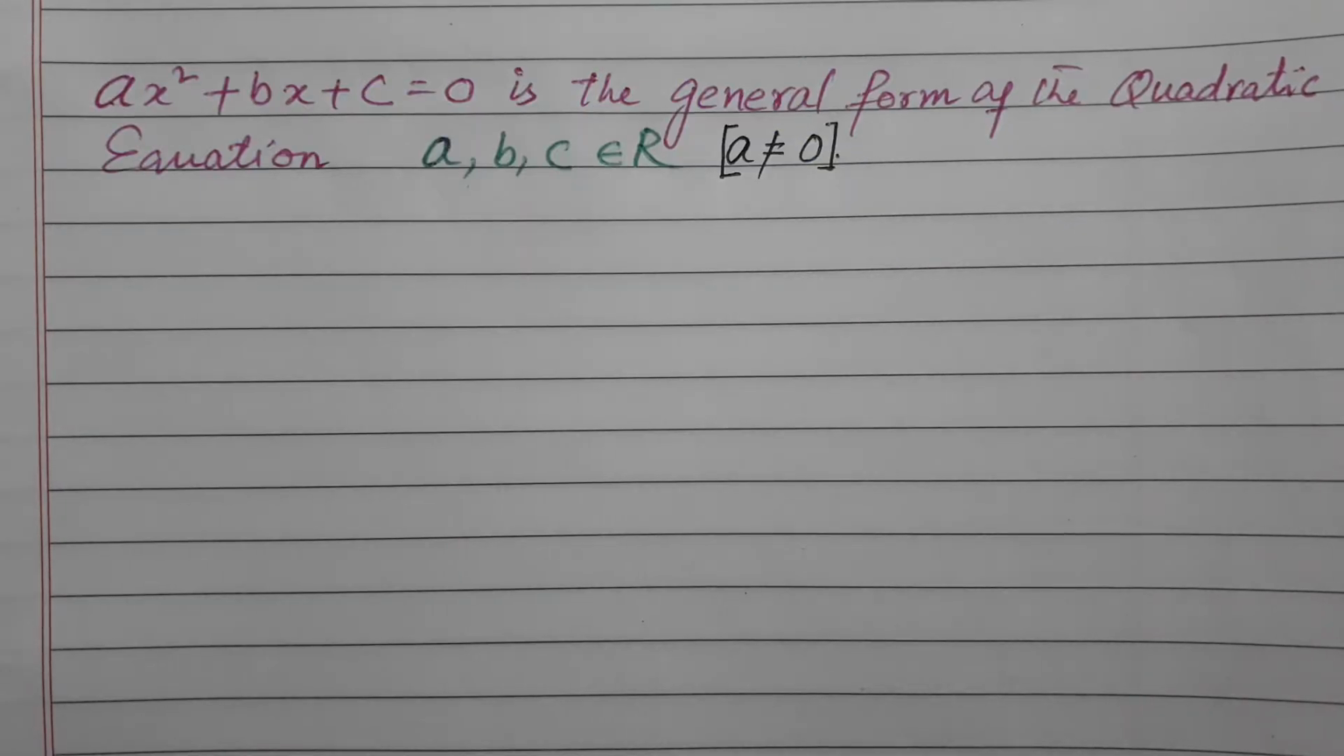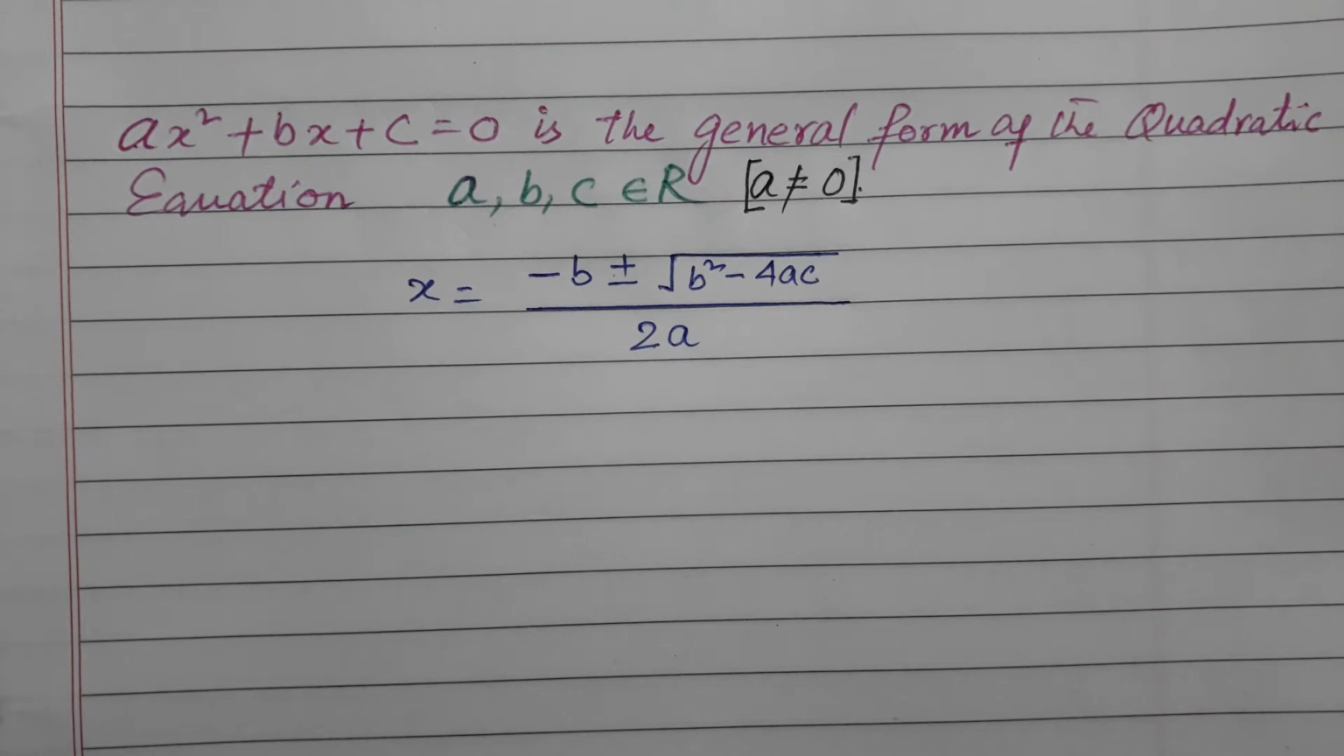And the solution of this equation is given by x equals minus b plus minus root over of b square minus 4ac by 2a. And that is why a not equal to 0 is very important, because if a is equal to 0 then x will become undefined.